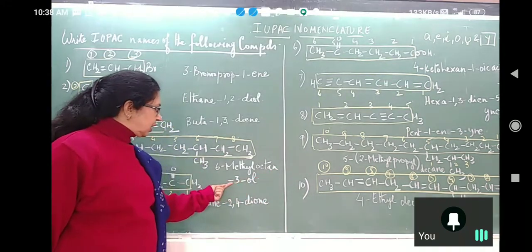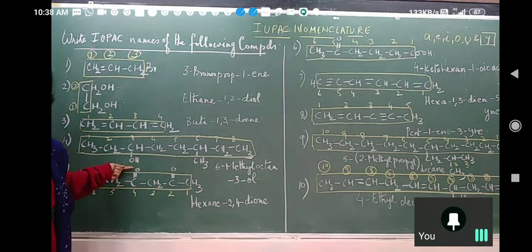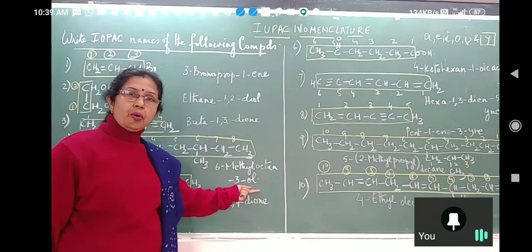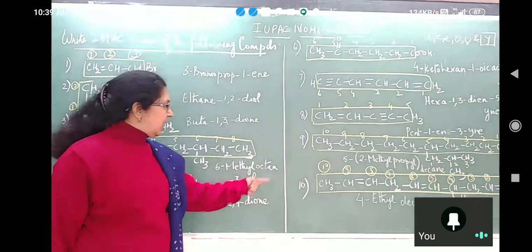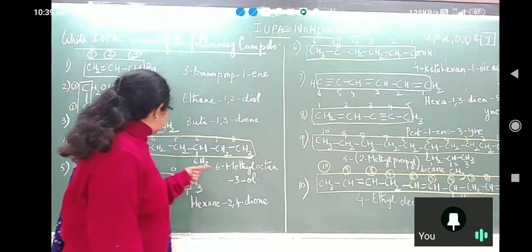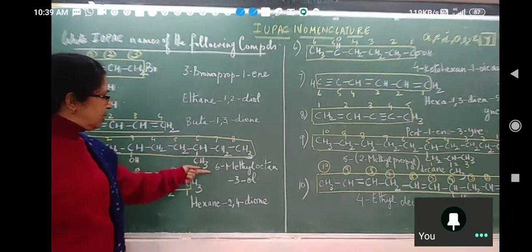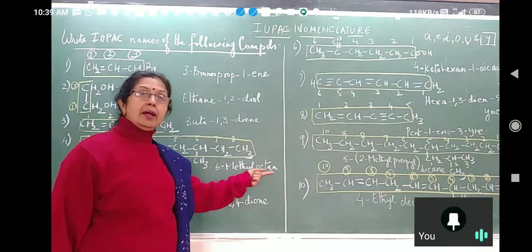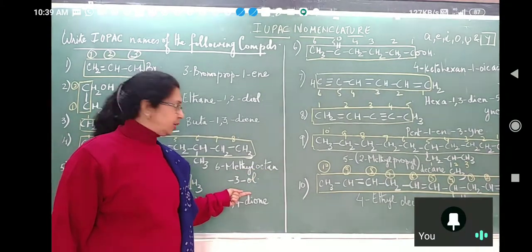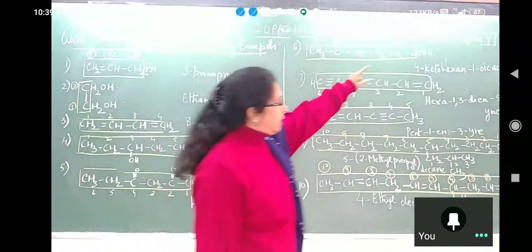At the third carbon atom we have got OH. So the ending word will be ol. So it will become octanol, right? Octan-3-ol. I have dropped E here. I will tell you the rule for that. And it is going to be 6-methyl. 6-methyloctan-3-ol. Why did I drop E? There is a rule for it here.